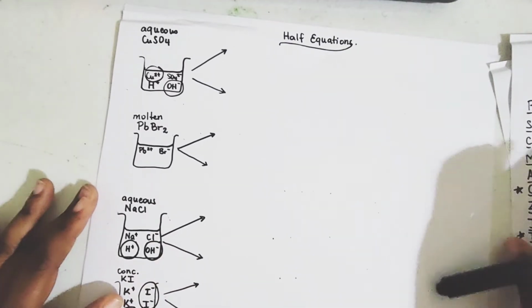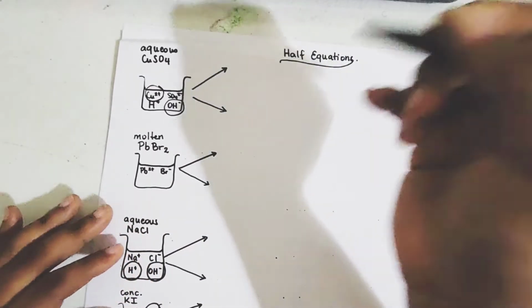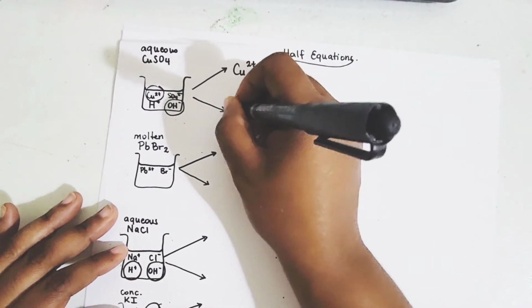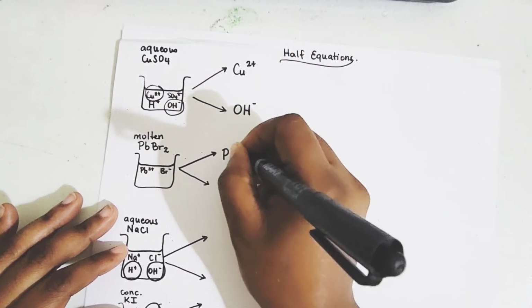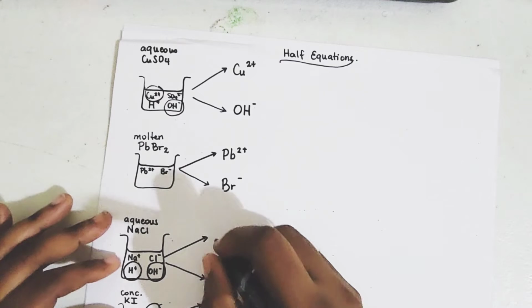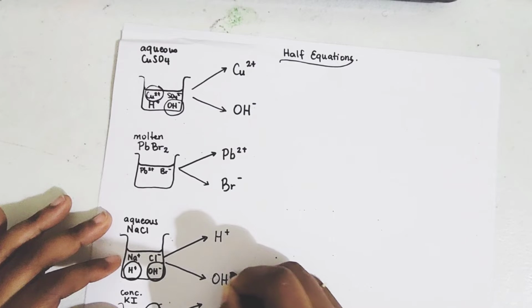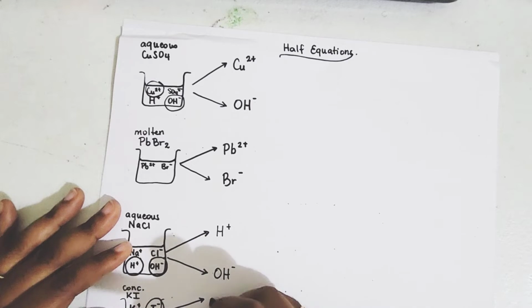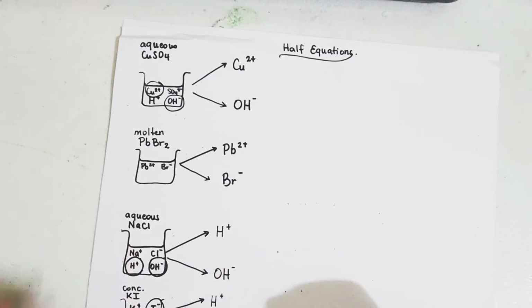Okay, so now to our half equations, which is not bad. So now we know that we're going to be dealing with copper 2+ and hydroxide minus. For this one, we're going to be dealing with Pb2+ and the bromide anion. And then we're dealing with the hydrogen here for this. And so trying to be uniform by putting positive ions at the top and negative ones at the bottom. And then we're going to deal with the hydrogen plus here and the iodide ions here.